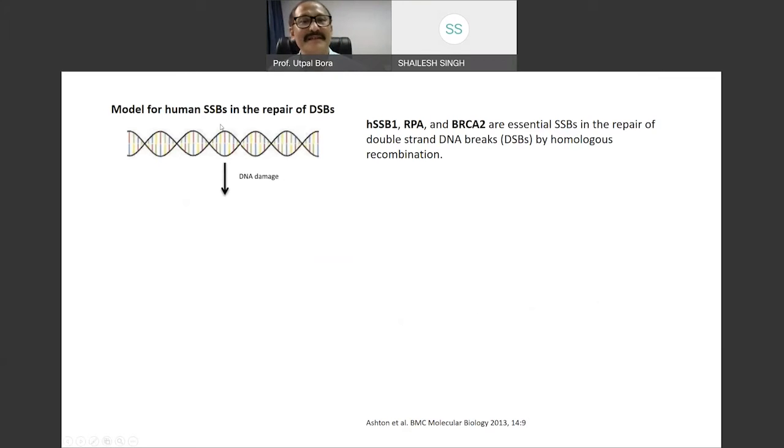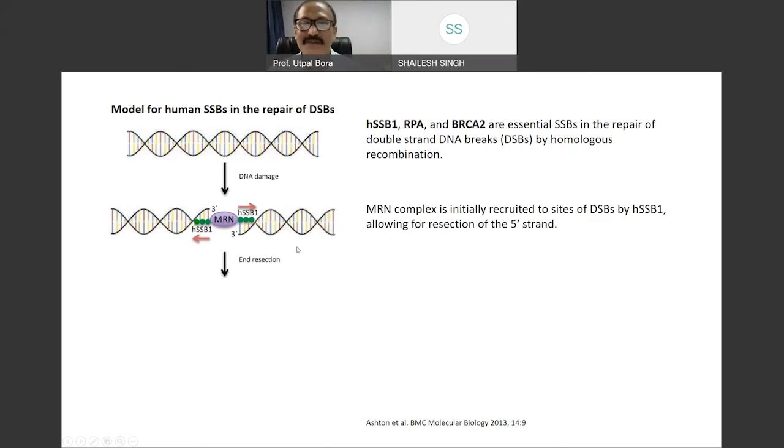now let us see how human SSB in the repair of double-strand breaks works. So hSSB1, RPA, which I focused on in the earlier slide, and BRCA2 are essential single-strand binding proteins in the repair of double-strand breaks by homologous recombination. Now, this is a DNA double helix molecule, so this will get damaged. This damage will actually be repaired by these players, SSB1, RPA, BRCA2.